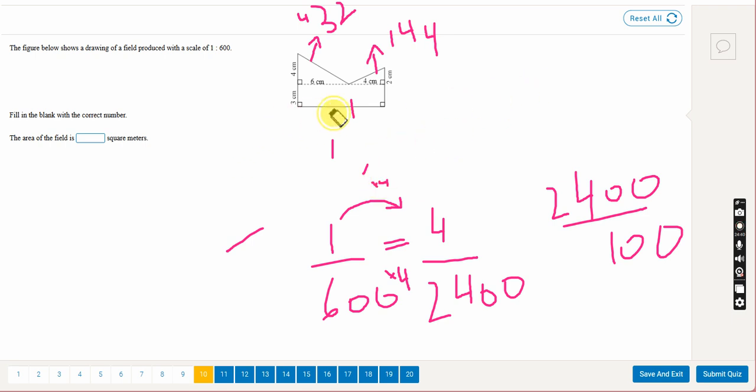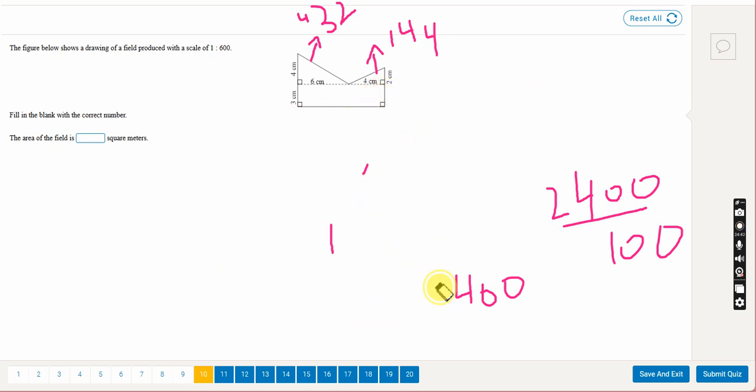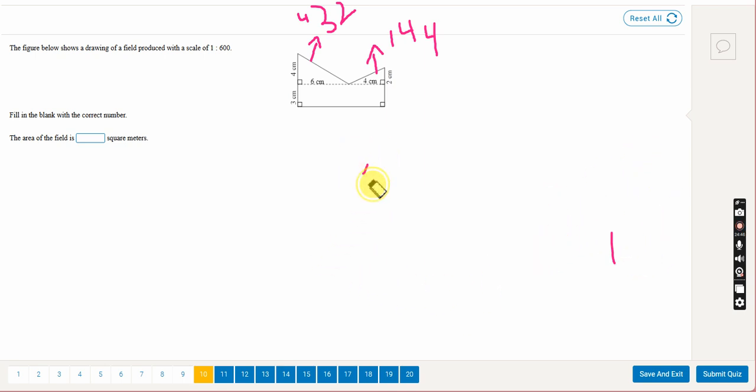Let's go to the next one. Okay. Let's go to the bottom one. Now the rectangle. Well, now what is the rectangle? The rectangle is all of this length. This will be the length. And this is the width.